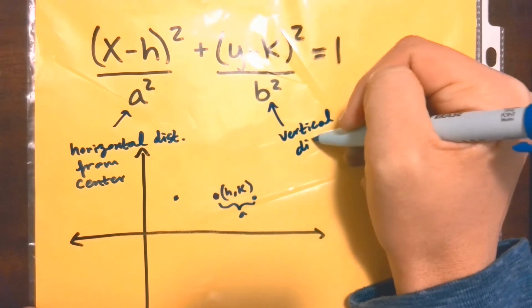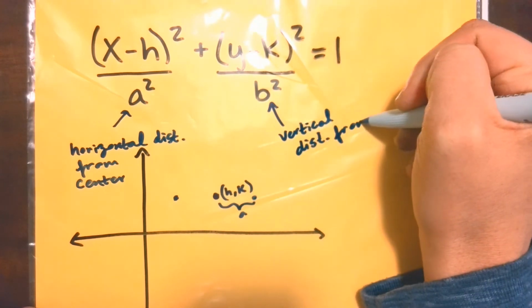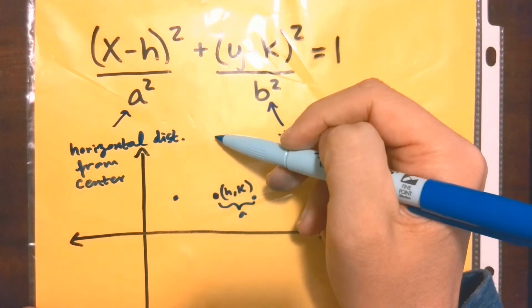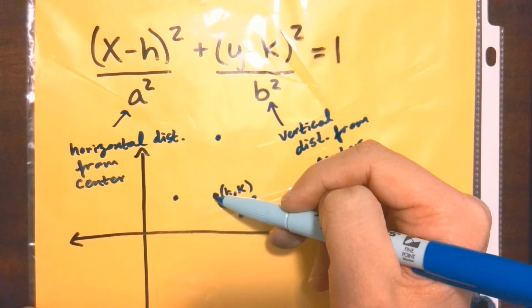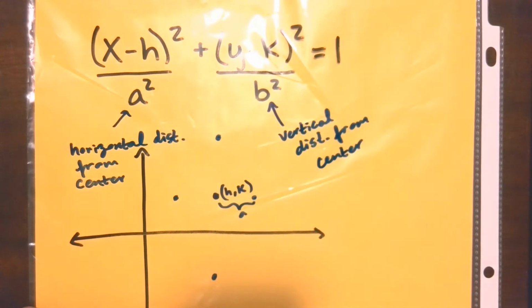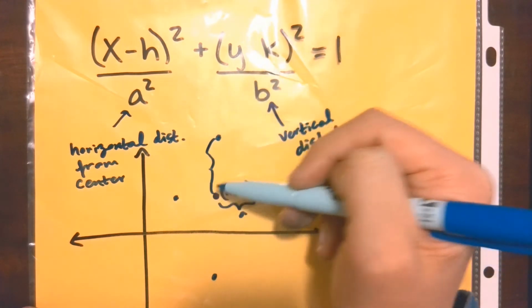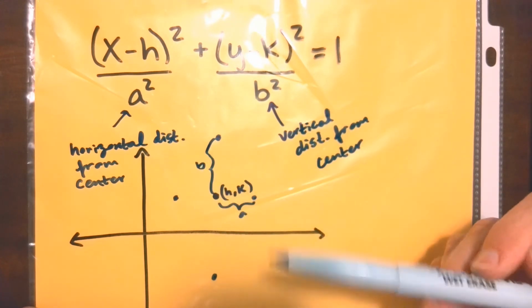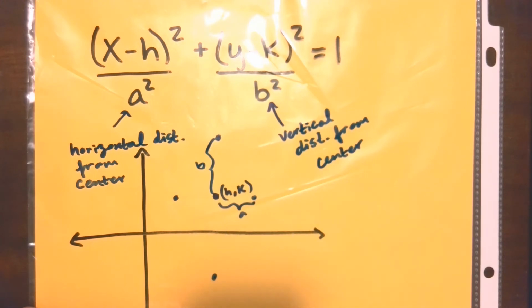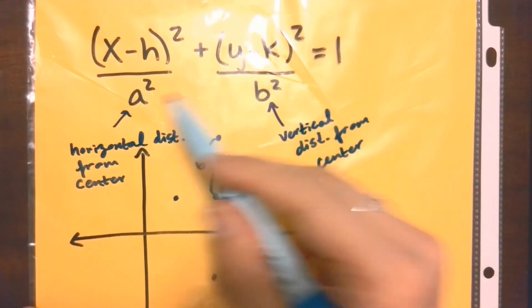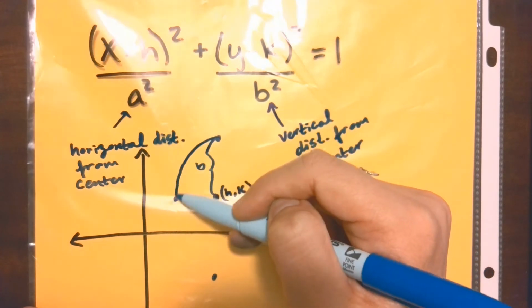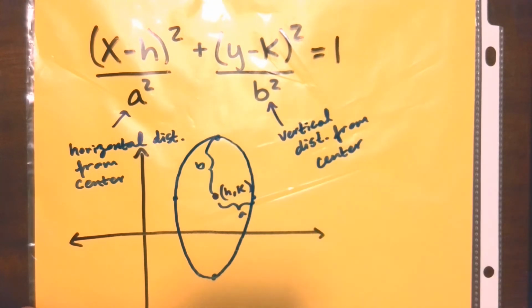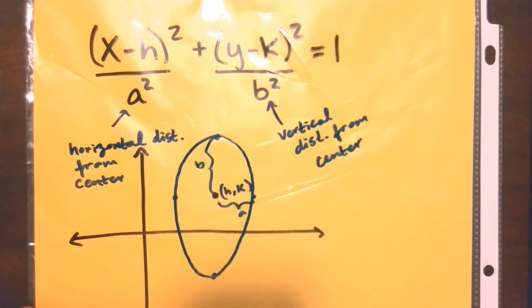So vertical distance from center. So whatever that b value is, we're going b units above the center, b units below the center, and that's going to control that length right there. So really you could see that vertical distance as 2b and the horizontal distance as 2a. But remember, it's not a circle, so your b and your a are not going to be the same. You will end up with either your vertical or your horizontal distance being longer than the other because it is an oval, it's an ellipse.